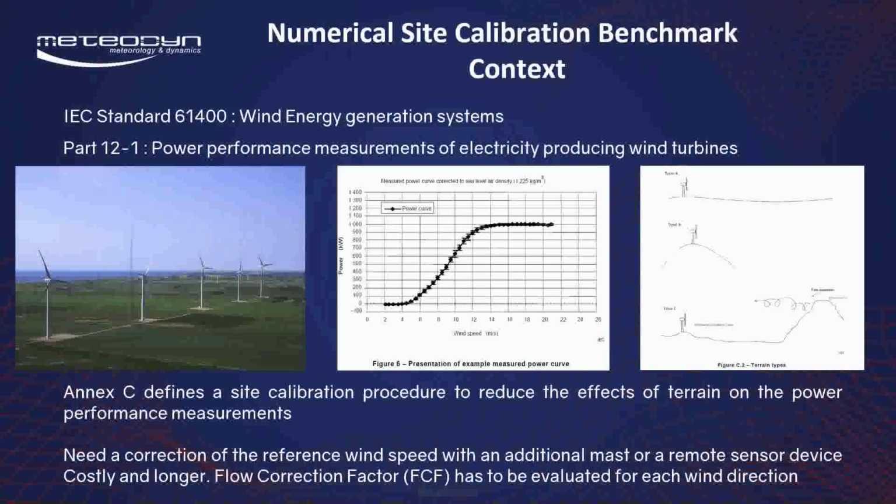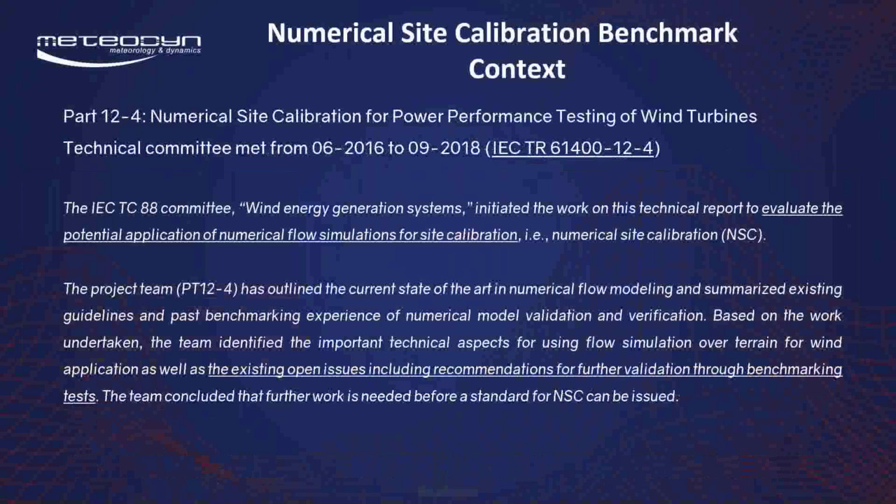And we have to define the level of efficiency of this numerical approach. So that's why a group was defined in the IEC. This is the 12-4 part, in order to define some level of efficiency of this approach. The name is numerical site calibration for power performance testing of wind turbines. And this technical committee met from June 2016 to the end of 2018. So here is the conclusion of the group.